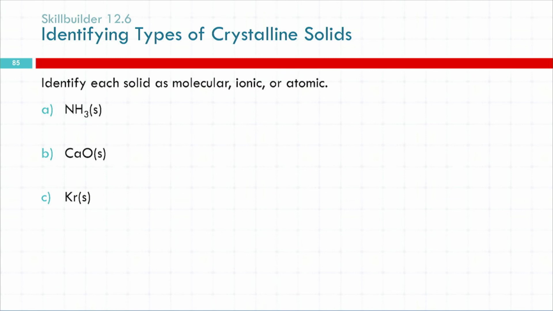So let's take a look at some molecules and try and identify whether or not they are molecular, ionic, or atomic. So, NH3, we don't have an ion, or we don't have a metal, so we can't have an ionic bond. We have more than one atom, so this is a molecular.